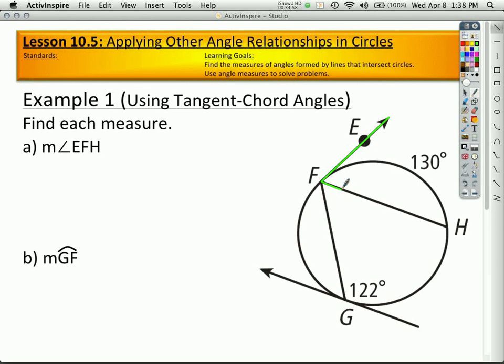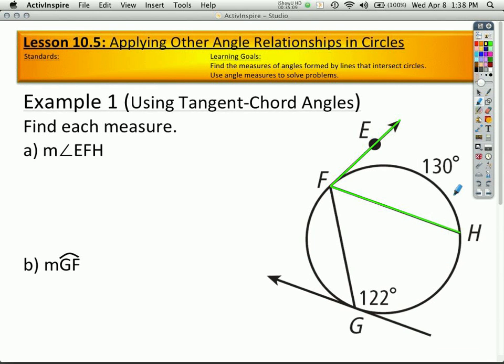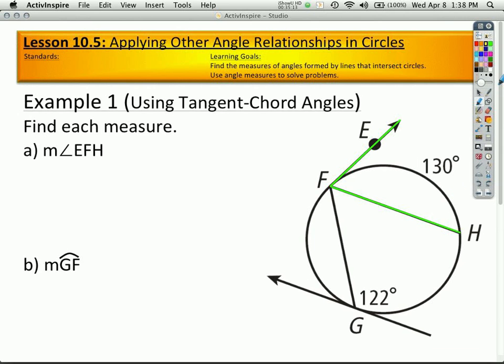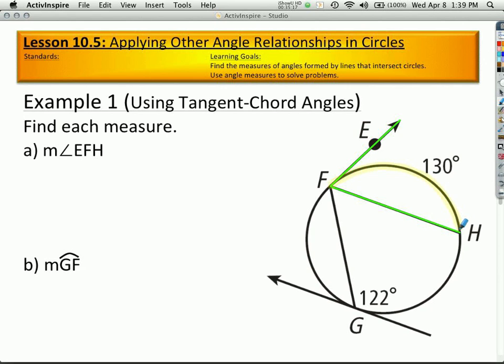EFH is formed by these two, that ray and that segment, that tangent and that chord. And so the theorem, the tangent chord angle theorem, says that that angle will be half the measure of this arc.